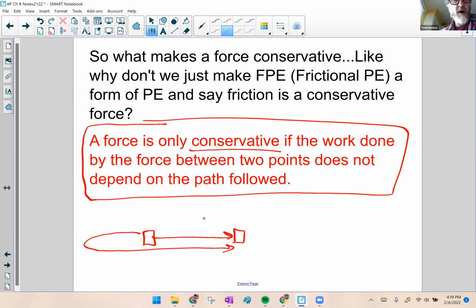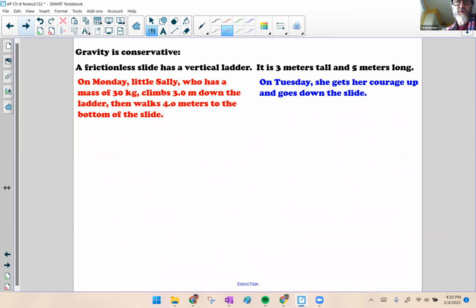Another way this is often said is a force is conservative if the work done on any closed path is zero. If I take an object and move it from here and back to where I started, and the work done is zero, then it's conservative. In both cases, friction doesn't satisfy that condition. But it turns out gravity and springs do. Here's an example.